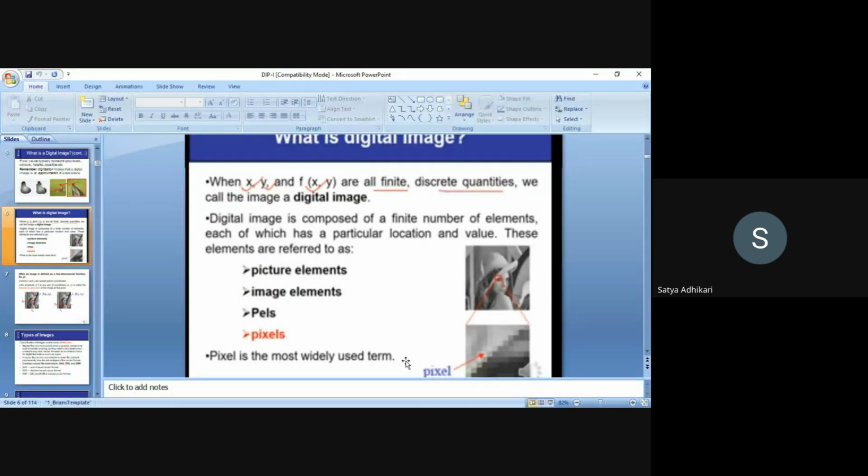These elements are referred to by different names. This pixel may be termed in some places as picture element, in some places image elements, in some places pels, and most widely used, pixels. The word pixel is more widely used, but in some books or websites you will get picture elements or image elements or pels. Do not confuse them, all four terms are the same or equivalent.